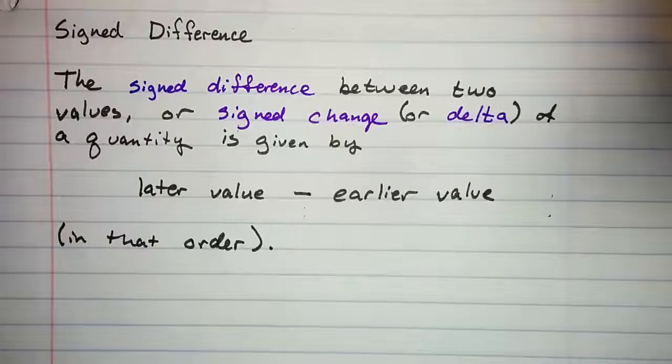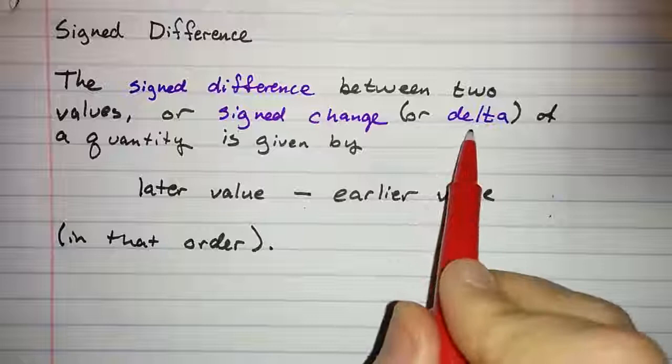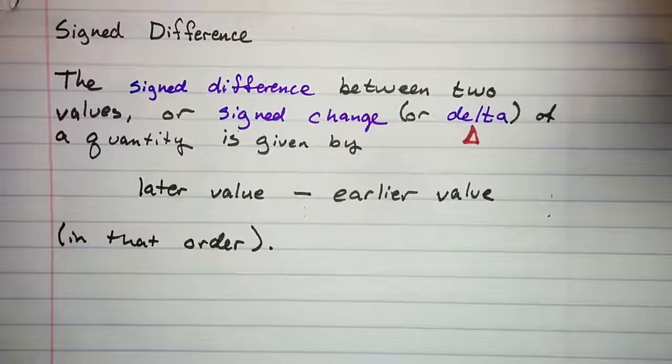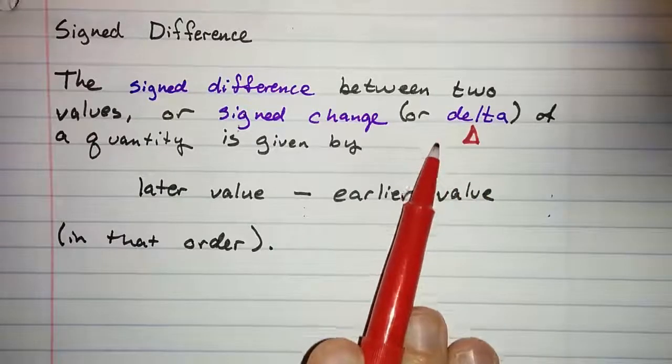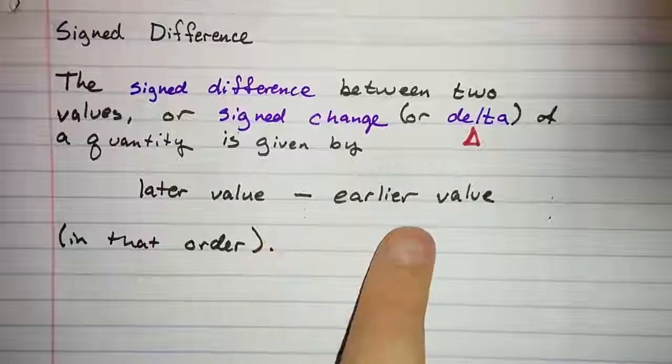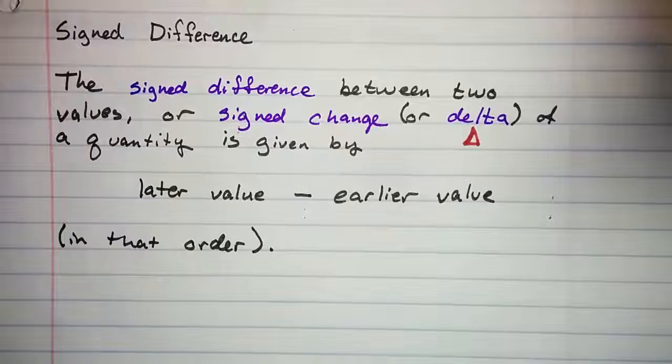The signed difference between two values, or the signed change in a quantity, sometimes we call it the delta of the quantity, and write the Greek letter delta, which looks like a triangle. I'm only mentioning this now so that when you see it again, you'll have seen it before. The signed change in a quantity is given by later value minus earlier value, always in that order. Let's see what that implies.